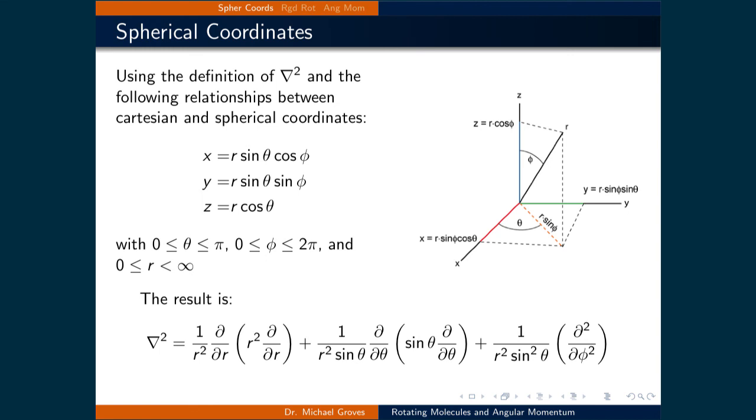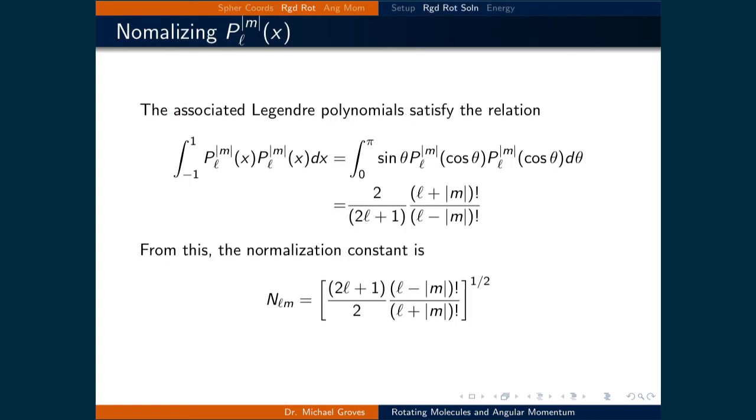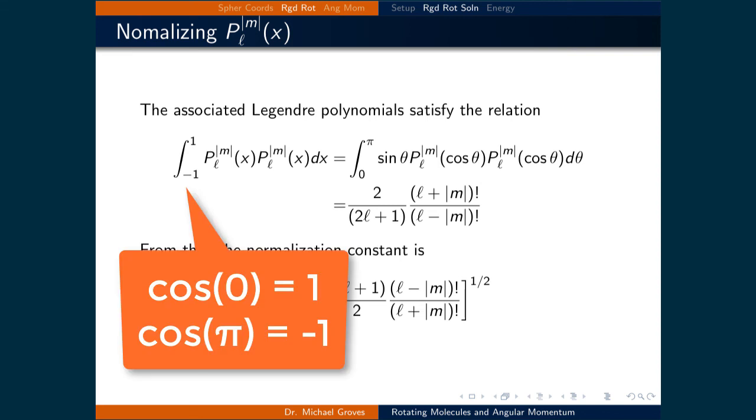Our next step in this process is to normalize this function of theta. I've jumped back to this slide because I want you to recall that theta goes between 0 and pi. So the bounds of our integration for the normalization process are between 0 and pi. The equivalent bounds of integration for theta being between 0 and pi are between 1 and minus 1.